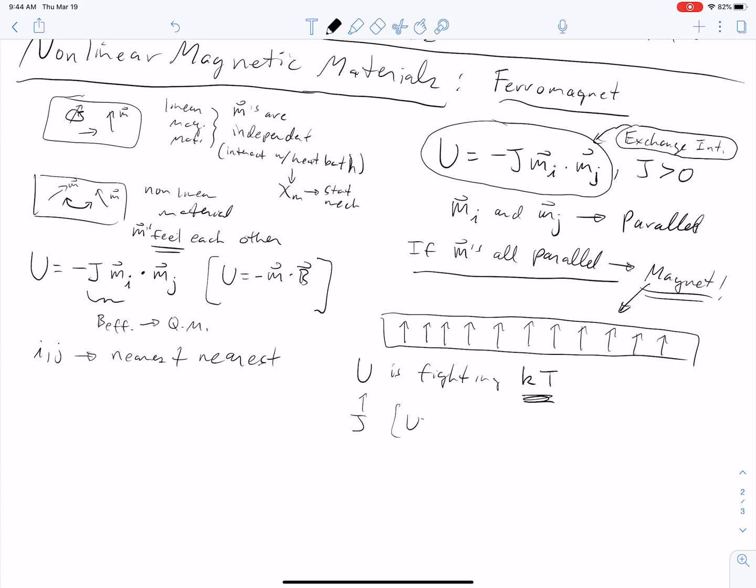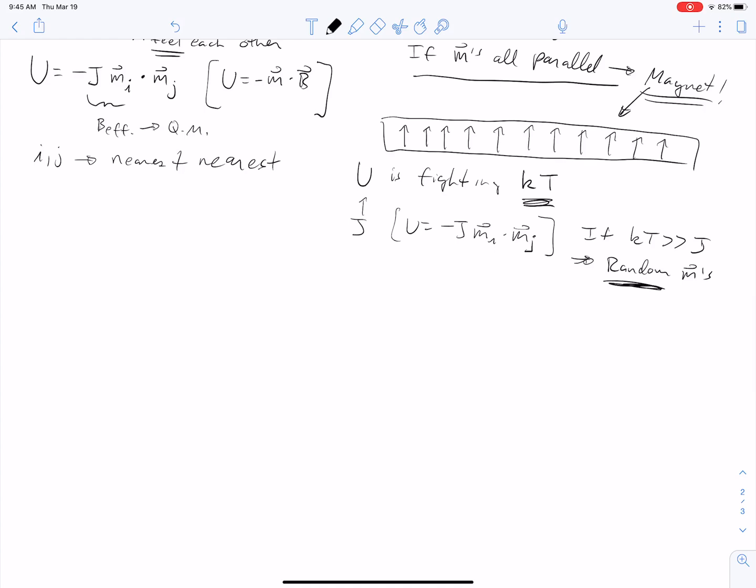Because U is equal to negative J mi dot mj, and so you can see that if kT is way bigger than J, then the alignment is screwed up, because now the thermal energy is bigger than the energy that wants to align them. And so if kT is way bigger than J, you're going to get random magnetic moments. And so the idea is that there's a critical temperature, and that critical temperature is determined by J. It's actually complicated to find out what that critical temperature is. There are a lot of details and nuances in stat mech and quantum mechanics, but let's not worry about all those details, and let's just realize that there's a critical temperature Tc, and Tc is going to depend on J. If J is big, Tc will be big.